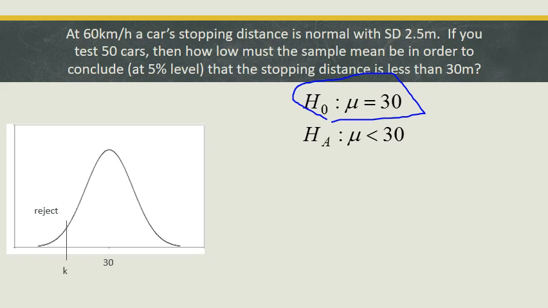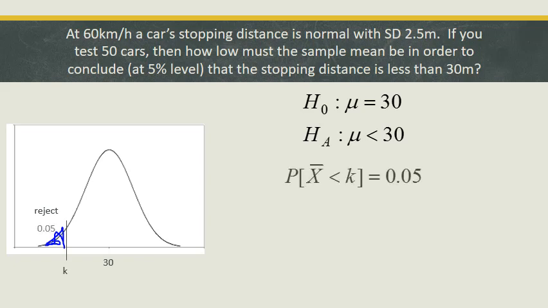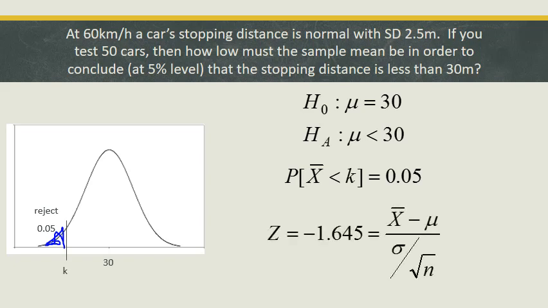The distribution looks like this. The mean is assumed to be 30, and there is some critical value k such that if the sample mean is less than k, we will reject the null hypothesis. Since the level is 5%, the area beyond k must be 0.05. For the z distribution, an area of 0.05 in the left tail means that z is equal to negative 1.645. It's negative because it's in the left tail.